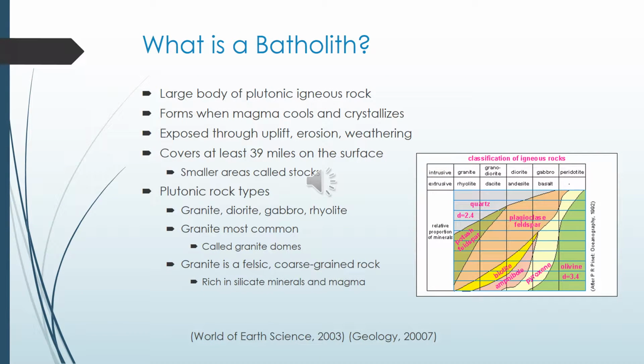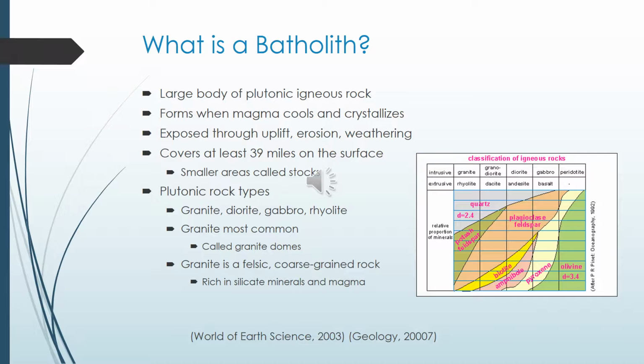A batholith is a large body of intrusive igneous rock which forms when magma cools and crystallizes beneath the Earth's surface, and they are exposed through uplift, erosion, and weathering. A batholith covers at least 39 miles on the surface, but most are even larger, covering up to thousands of square miles. Areas smaller are called stocks.